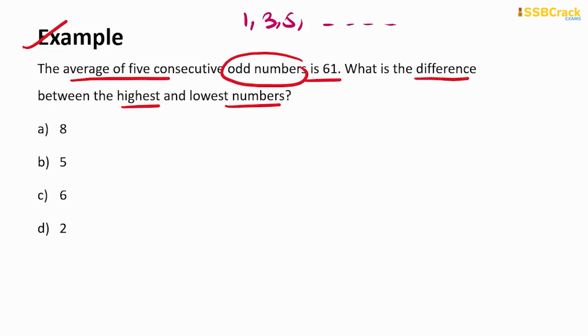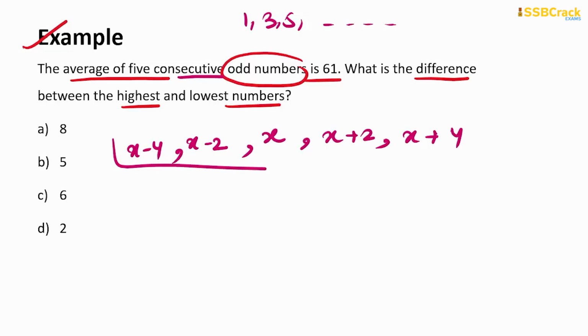Now we have to take 5 consecutive odd numbers. So let the first odd number be x. Now we can take the next odd number as x plus 2 and the next as x plus 4. Similarly, I can take x minus 2 and x minus 4 as odd numbers too, because if x is an odd number, then every number with a difference of 2 will be an odd number, right? Now it is given that the average of these 5 odd numbers is 61, right?